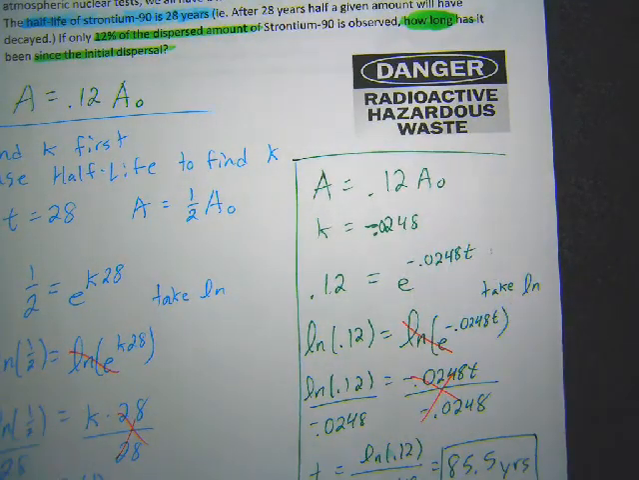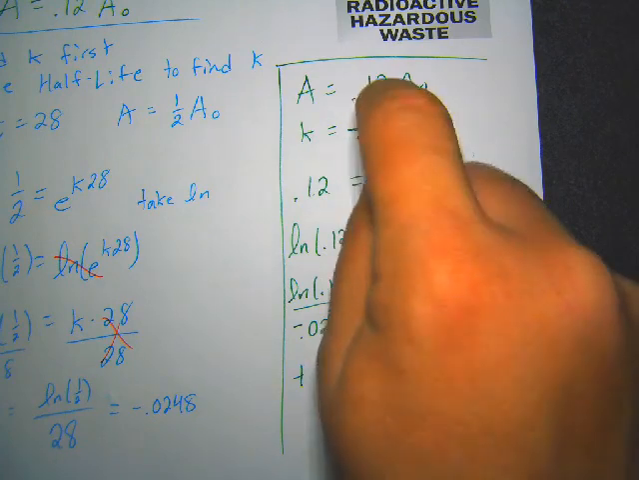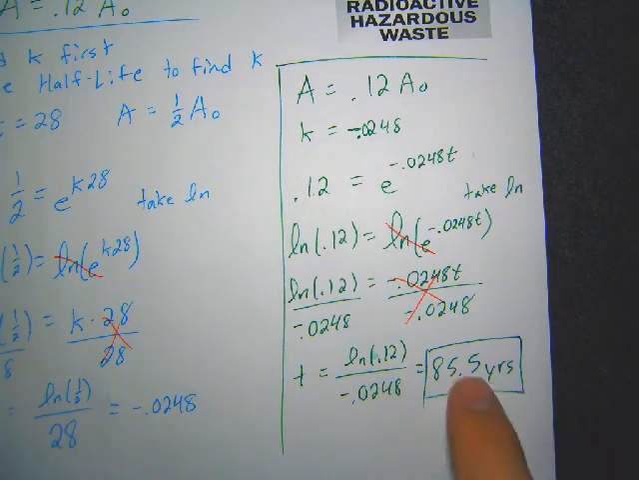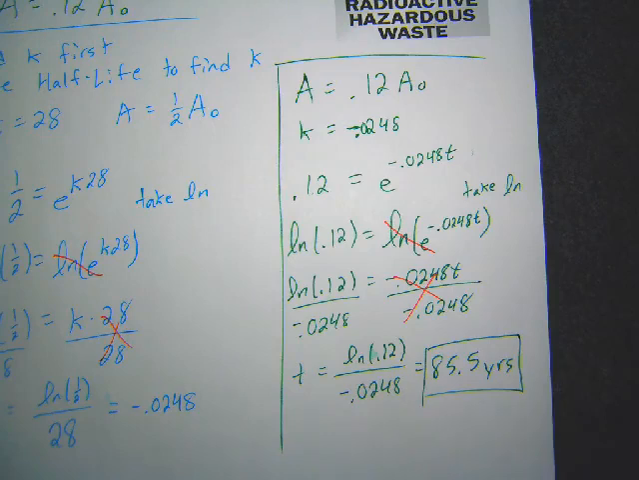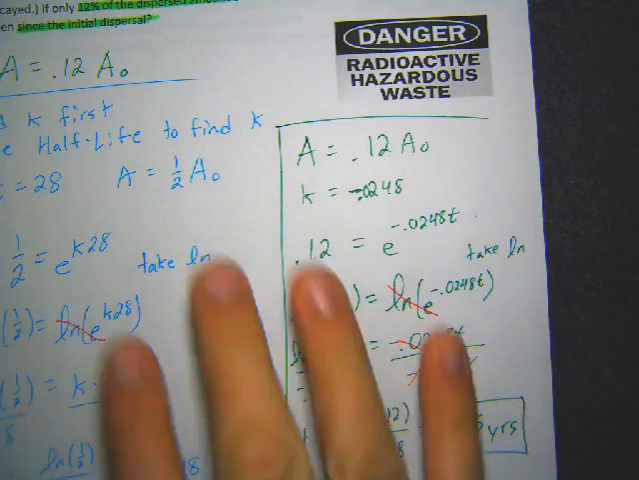If this number was above 50%, so if I was still at 60% or 70%, then I'd expect this answer to be less than 28 years. But because this number is so much smaller than 50%, I'm not surprised this is a lot more than 28 years. So you have half-life things several times before I can get down to just 12%. Because half of 100 is 50, half of 50 is 25, half of 25 is 12.5. I'm doing half several times, so I have to do that 28 years multiple times on this one.